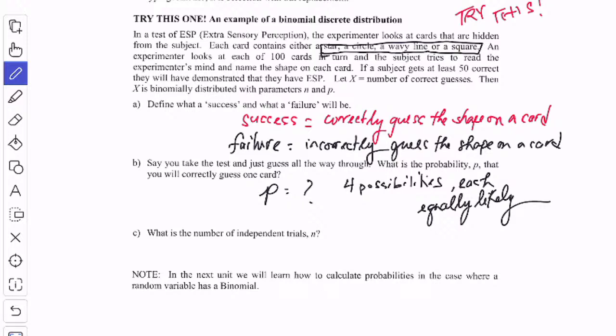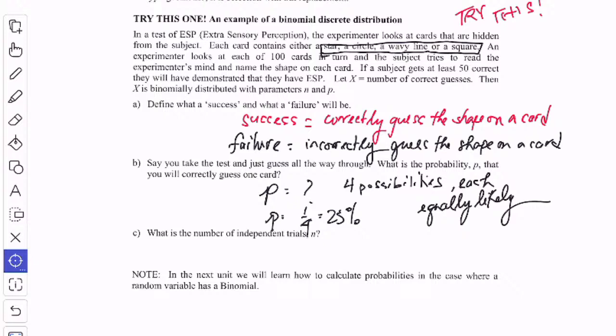We did talk about this kind of an example last class. 4 possibilities, each is equally likely. Look back at the notes. There you go. Gerardo's got it. So it should be 1 out of 4, or 25%. All right, so that's how you have to think of that one.